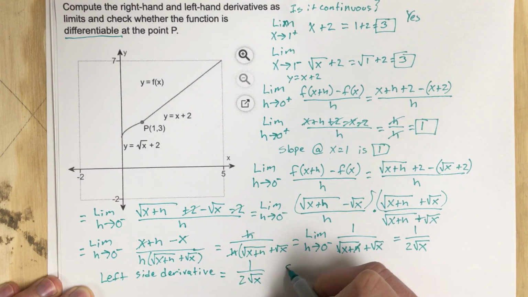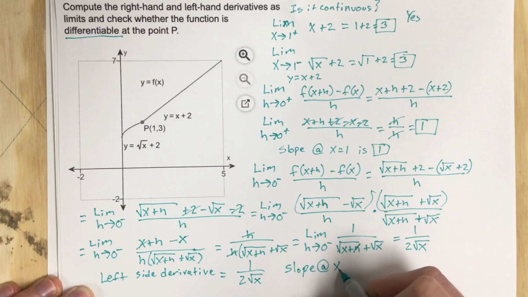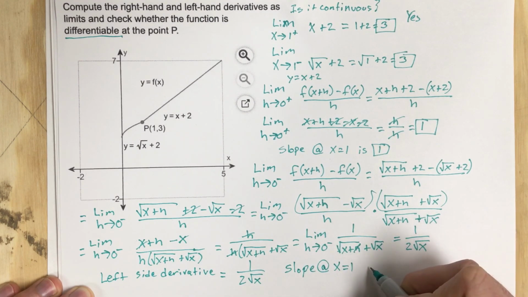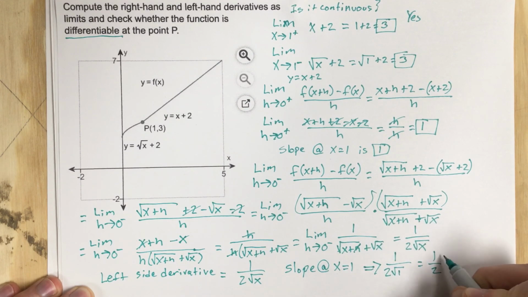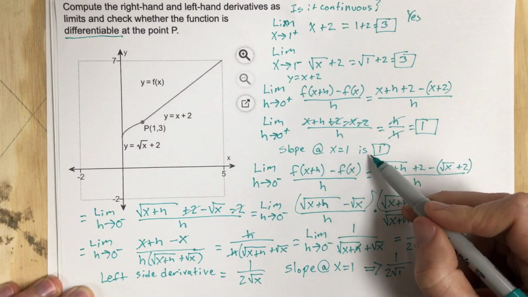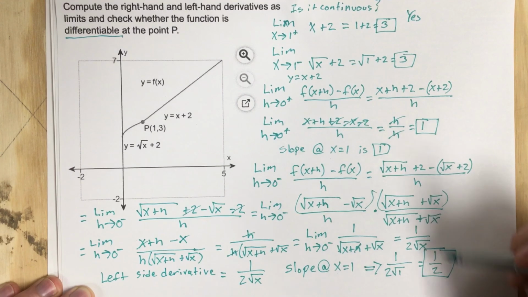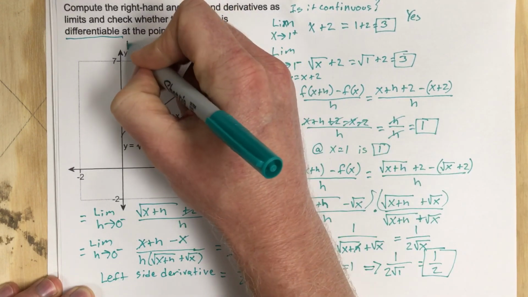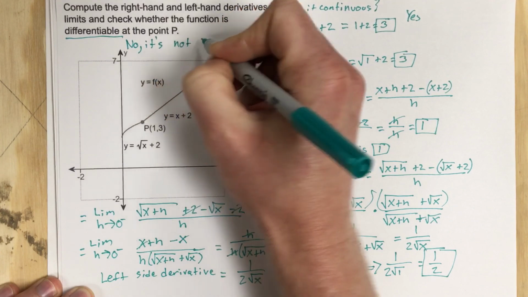Now the slope at x equals 1 is going to be 1 over 2 root 1, which is 1 over 2. Now notice the slope at x equal 1 on the right side is 1, on the left side it's a half. So because our slopes are different, no, it's not differentiable.